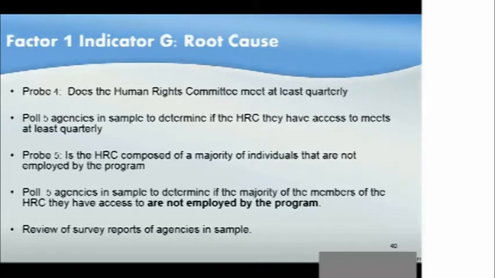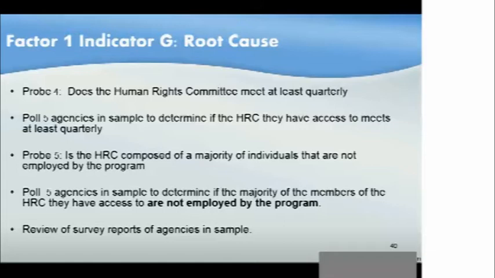Now, let's talk about Indicator G, root cause. I wanted to look at Probe 4. Does the Human Rights Committee meet at least quarterly? So I did a poll of 5 agencies. I did not include case management because they are not scored in Indicator G. But I wanted to determine if the HRCs that the agencies in the sample have access to meet at least quarterly.